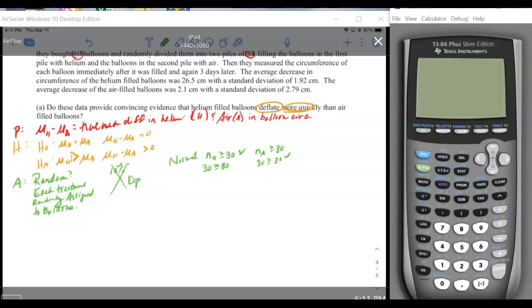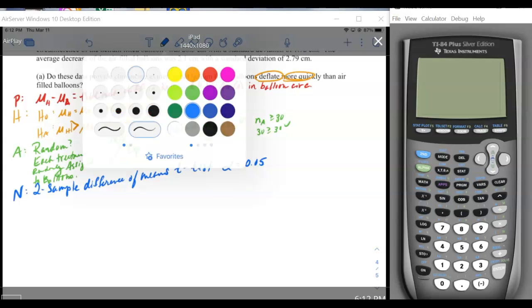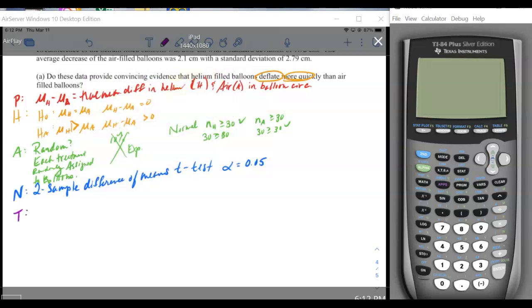All right, so next thing we're going to go on to is, what is the name? So our name is a two-sample difference of means. It's going to be a t-test, and it's going to be at an alpha level of 0.05. So now our next step is to go ahead and write how we find a t-score. That is coming up next.